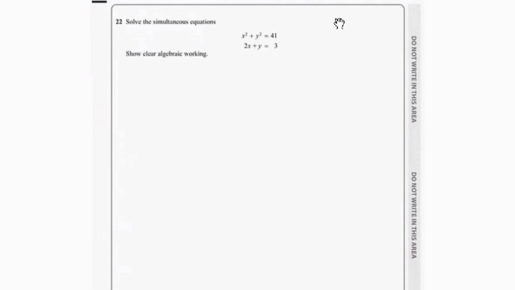Then solve the simultaneous equations. We have a quadratic simultaneous equation and they want us to figure out the value of x and y. Whenever we have a quadratic simultaneous equation, remember we have to substitute the linear equation into the quadratic one. So in the linear equation, I can make y the subject. So it's 3 minus 2x. This becomes the third equation.